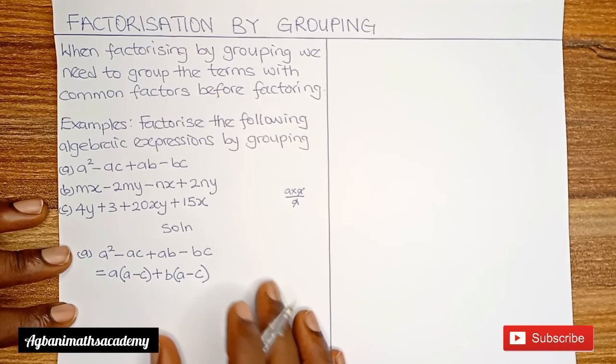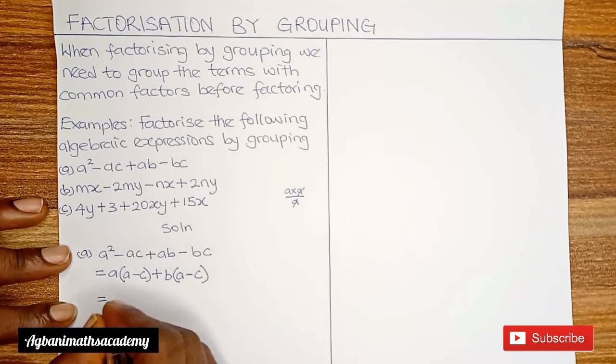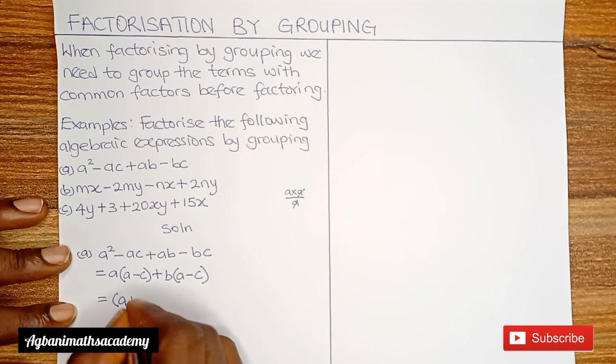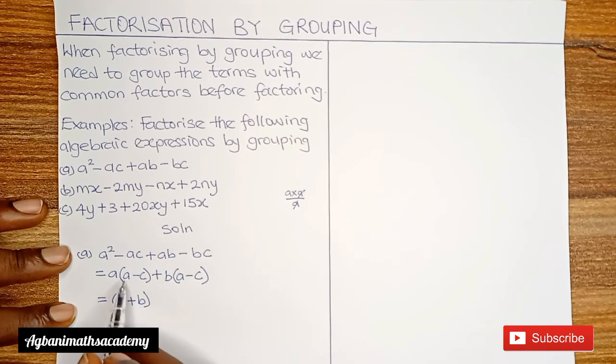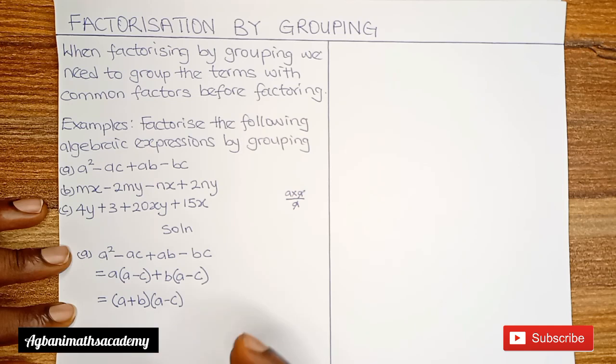The next thing we look at is the values inside the bracket. Are they the same? In this bracket, we have a minus c. In this second bracket, we have a minus c. They are the same. That means we are on the right track. The next step is to bring the two values outside the bracket to form one bracket. So we are going to have a plus b in one bracket. And then since these two brackets have the same values, we are going to pick one, which is a minus c. We have been able to factorize this algebraic expression by grouping.